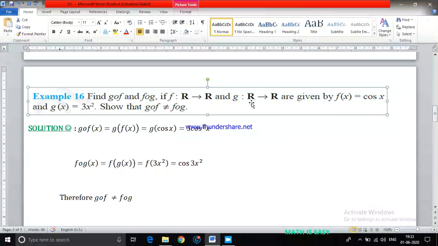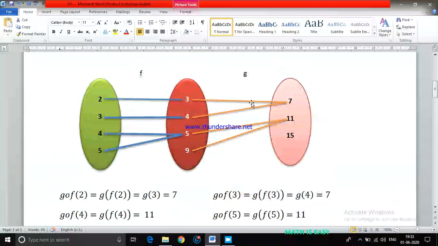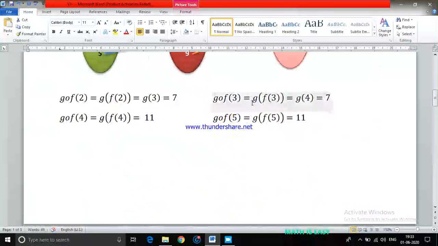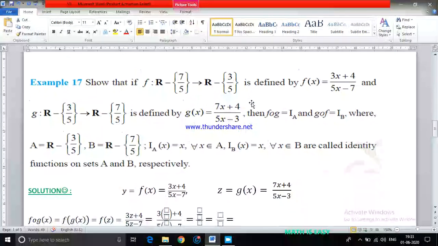It is all from R to R only, right? So there won't be a problem for that. So that's why here in this question, example 16, I define FOG, GOF, but in this example 15, I cannot define FOG. Hope it is clear why we cannot define here. If not, then you can ask it out.